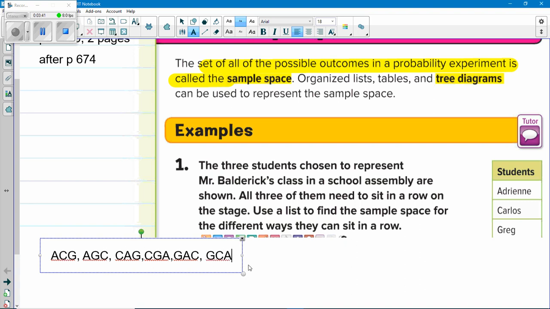Can you? Now, we just made an organized list. This is our sample space. How many ways can they sit in those three chairs? 1, 2, 3, 4, 5, 6. There's 6 ways, and there's a list of them all. Adrian, Carlos, Greg; Adrian, Greg, Carlos; Carlos, Adrian, Greg; Carlos, Greg, Adrian; Greg, Adrian, Carlos; Greg, Carlos, Adrian. There they are. 6. That's the sample space. The list of every way we could sit them. That's all the sample space is.